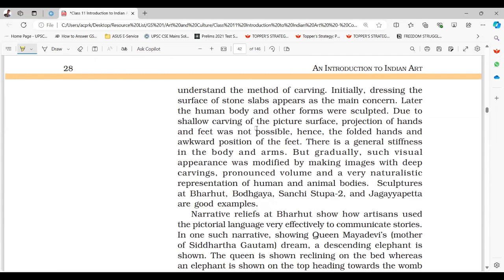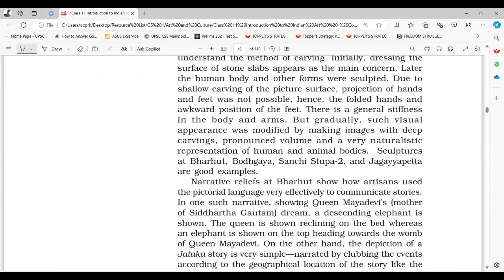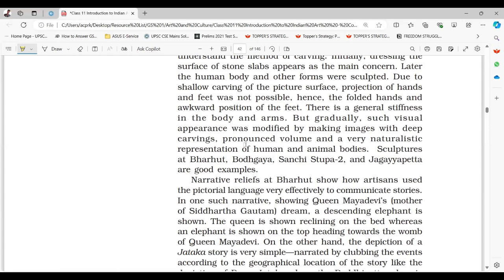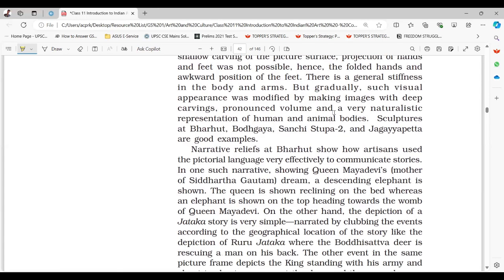Due to shallow carving of the picture surface, projection of hands and feet was not possible. Hence, the folded hands and awkward position of the feet. There is a general stiffness in the body and arms, but gradually such visual appearance was modified by making images with deep carvings, pronounced volume, and a very naturalistic representation of human and animal bodies. Sculptures at Bharhut, Bodh Gaya, Sanchi Stupa 2, and Jaggayyapeta are good examples.